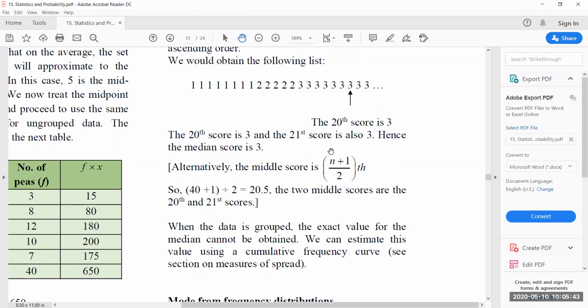N will be the number of persons in the population. So in this case, it's 40, or not persons, well, persons or objects. So 40 plus 1 is 41, divided by 2 is 20.5. So the two middle scores are the 20th and the 21st scores again.